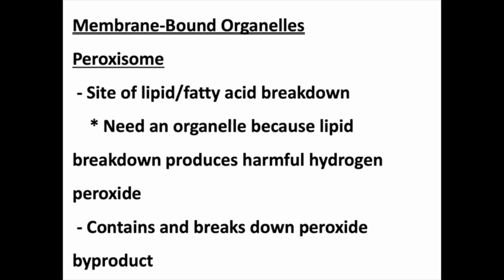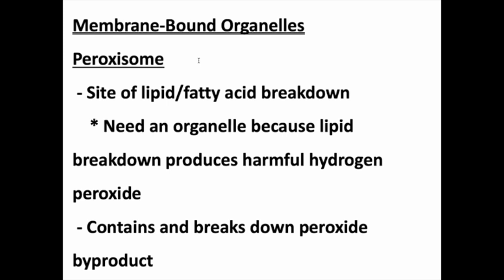So to summarize, we need an organelle for this type of breakdown because lipid breakdown makes harmful hydrogen peroxide. The purpose of the peroxisome is to contain and break down that peroxide byproduct. That's why we don't just do this in the mitochondria.